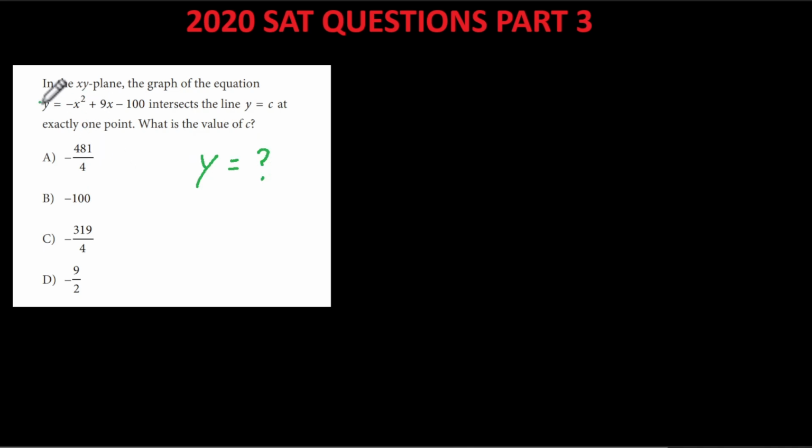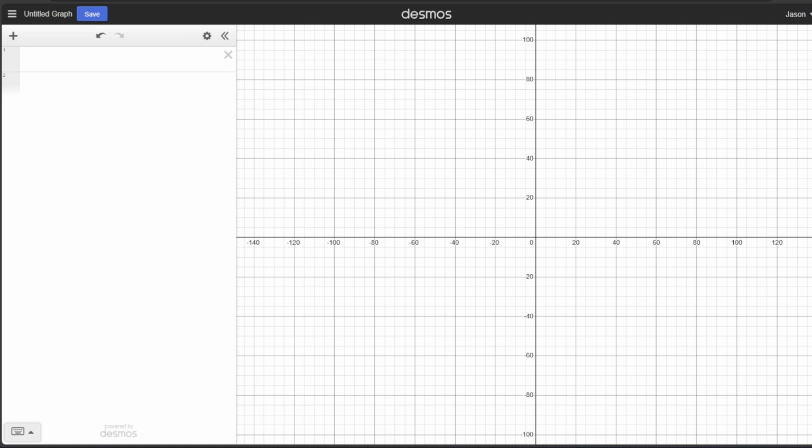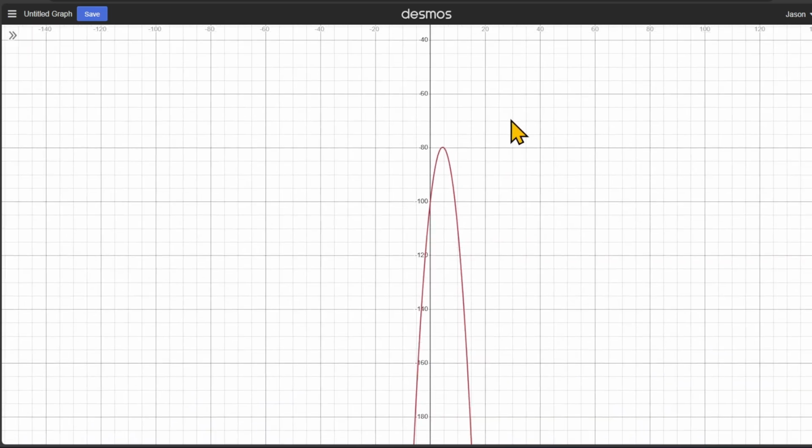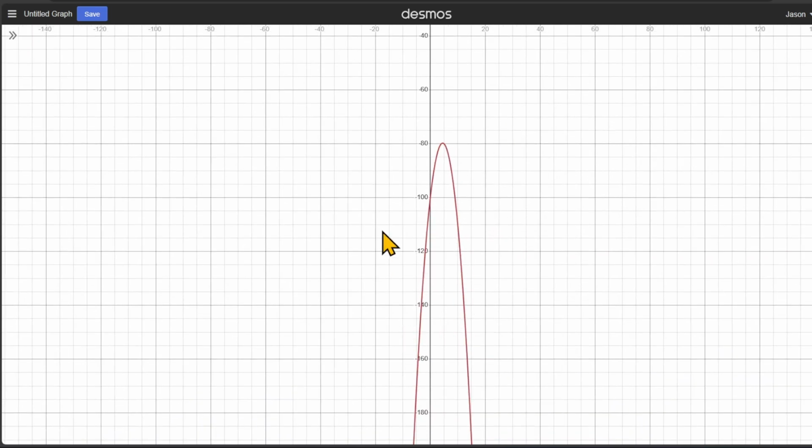So the first thing I want to do is graph this. During the test, you'll have the use of a graphing calculator, so I'm going to use Desmos. This is Desmos, and you get to this screen by selecting Graphing Calculator. Over here, you simply enter the equation that you want. Once I have this entered, my graph is then going to show the equation.